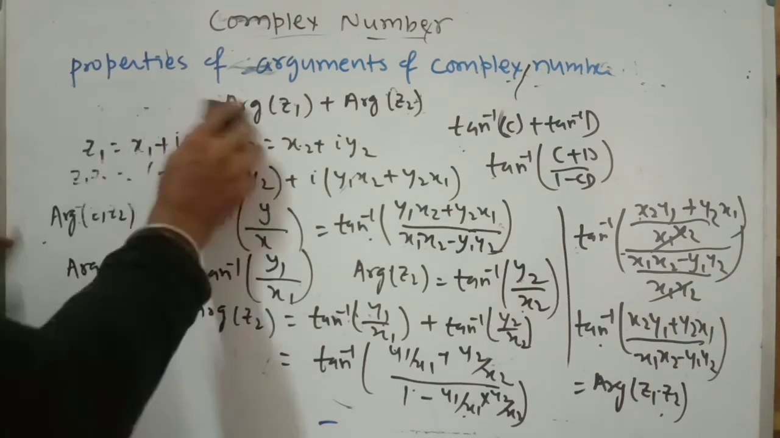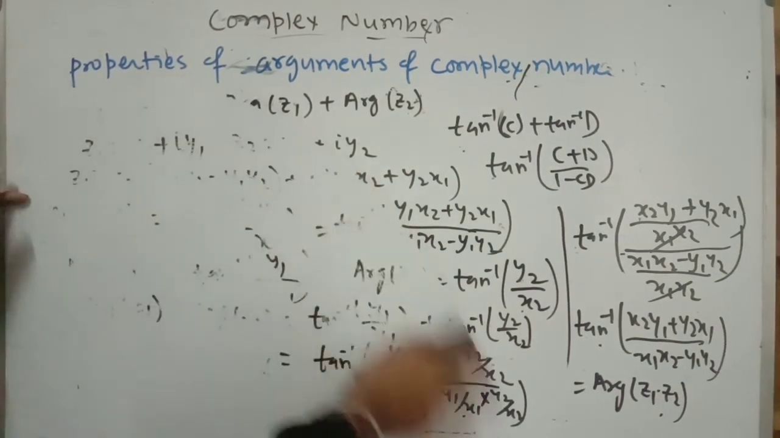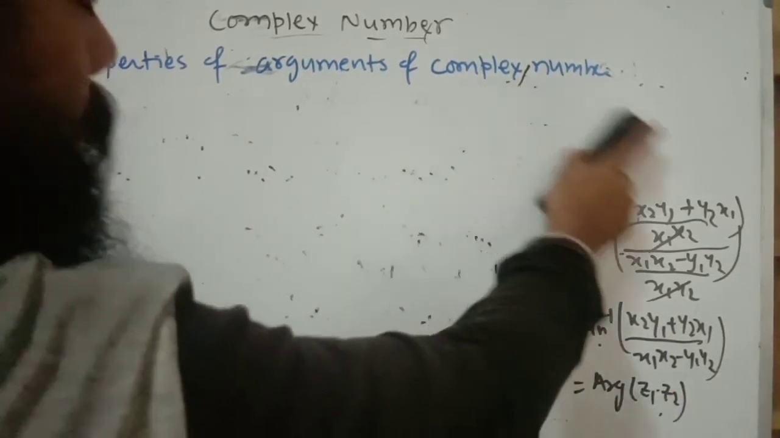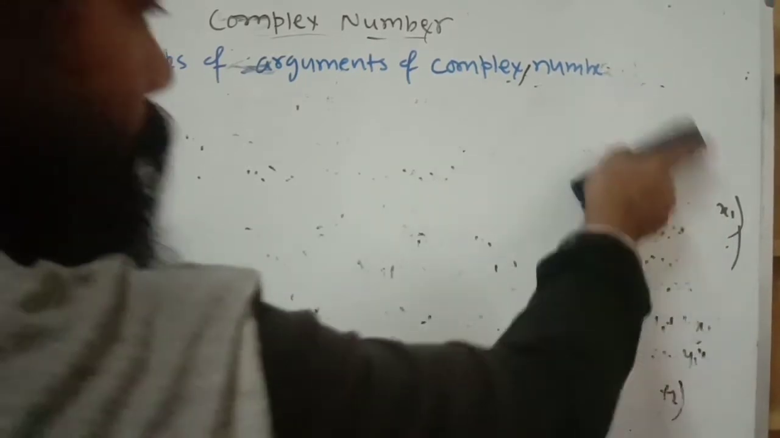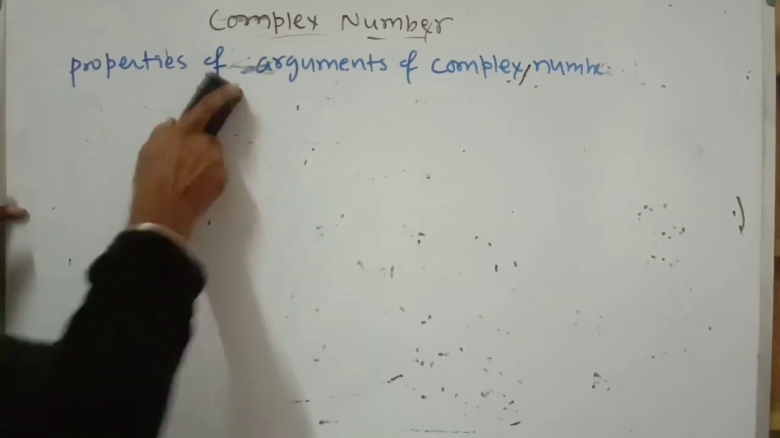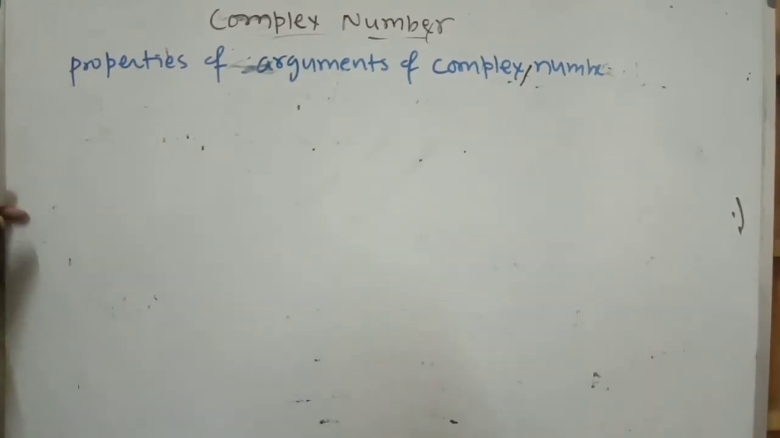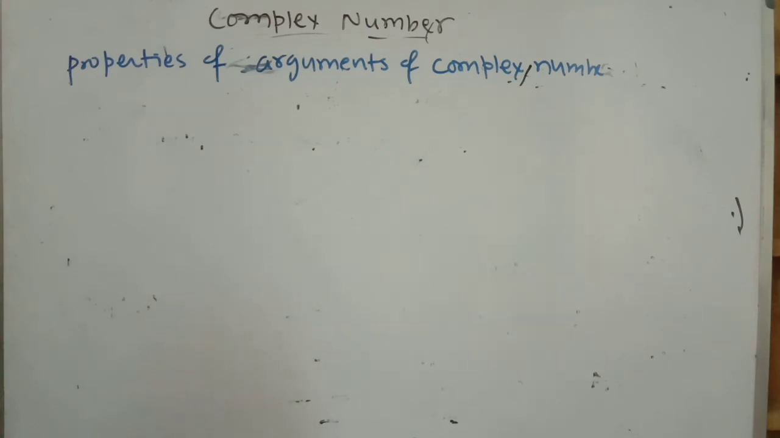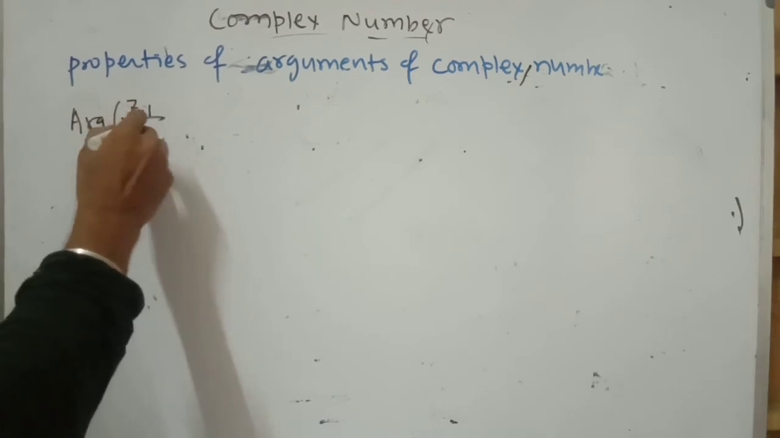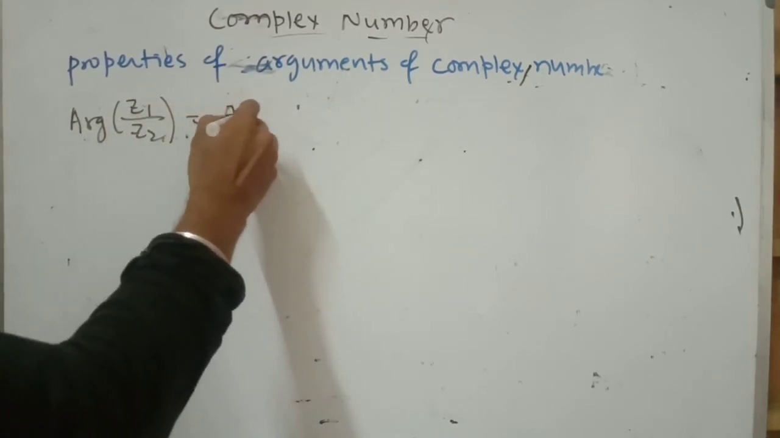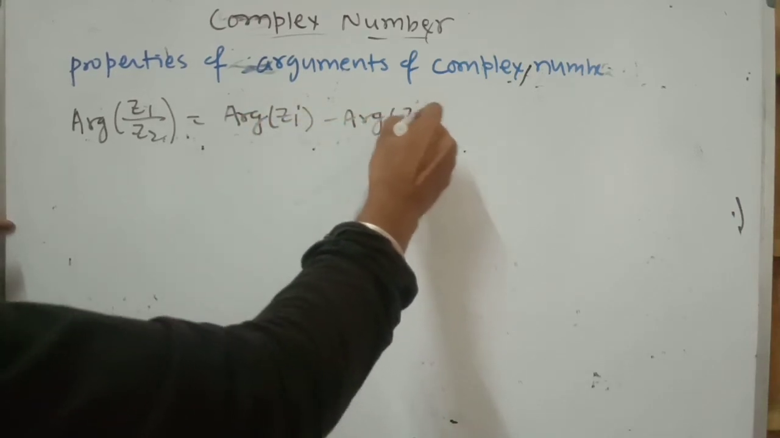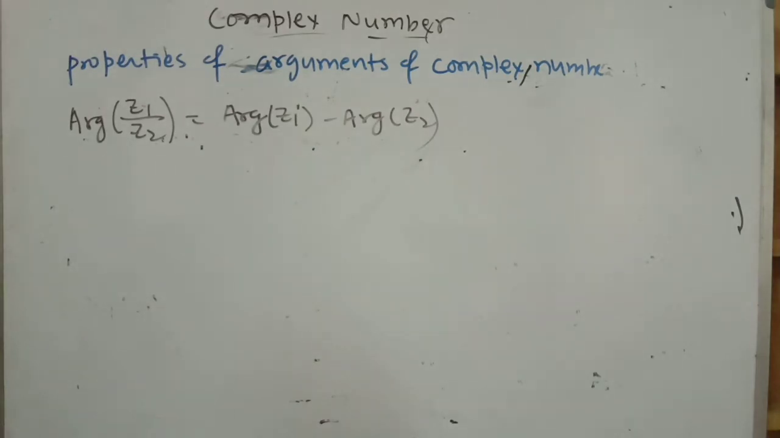Now the second property, similarly you can prove: argument of z1 by z2 is equal to argument of z1 minus argument of second complex number. So you can write argument of z1 by z2 equals argument of z1 minus argument of z2. Similarly you can prove this.